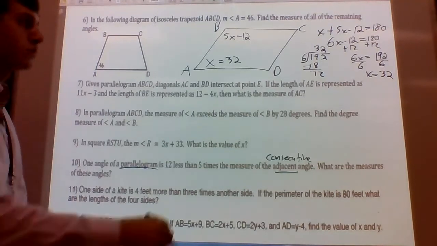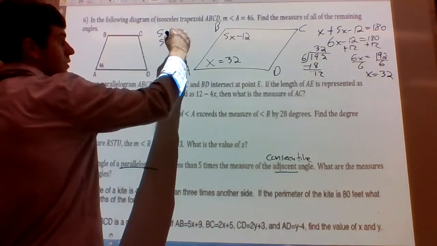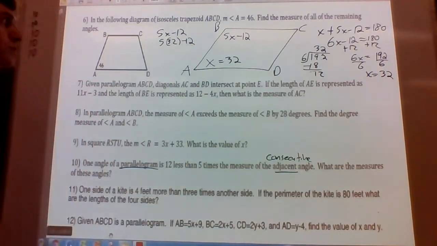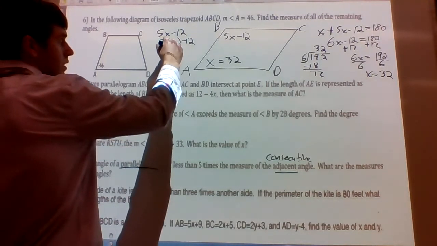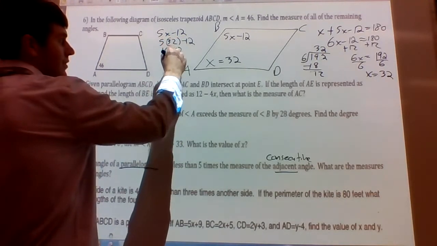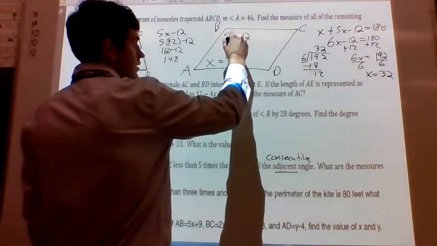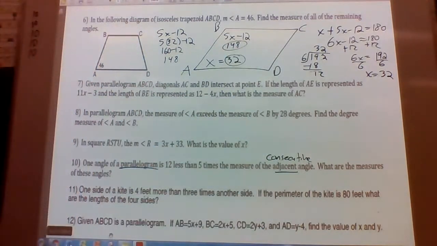The other angle is going to be 5x minus 12, which is 5 times 32 minus 12. 5 times 32 is going to be 160. Minus 12, which is going to be 148. So 148 and 32 are the measures of our two adjacent consecutive angles.